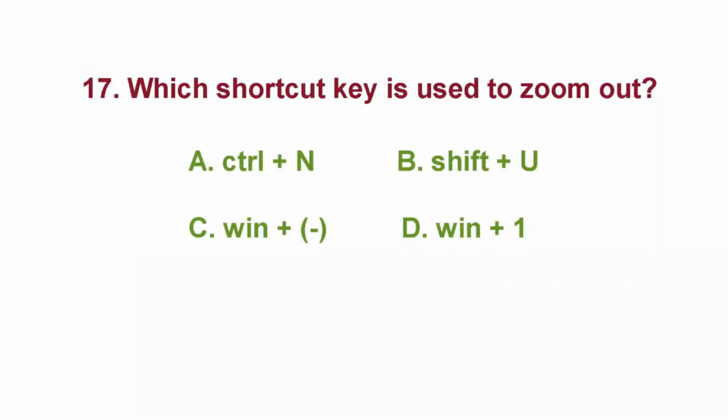Which shortcut key is used to zoom out? A. Control plus N. B. Shift plus U. C. Windows plus minus. D. Windows plus 1. Answer C. Windows plus minus.